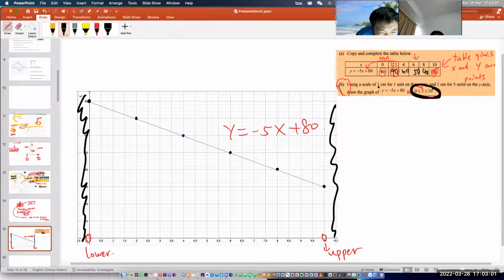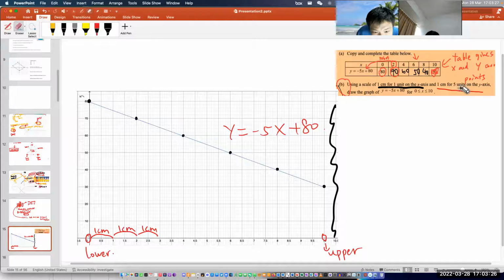Okay. And then over here, I say 1 cm for 1 unit on the x-axis. Yeah. So basically over here is 1 cm. If you are using a ruler, here's 1 cm. So 1 cm, 1 unit. Okay. 1 cm all the way to 10. And then over here say 1 cm for 5 unit on the y-axis. So it means 2 cm for 10 unit. So meaning this is 2 cm. And this is 2 cm. So 2 cm, 2 cm, 2 cm, and so on.